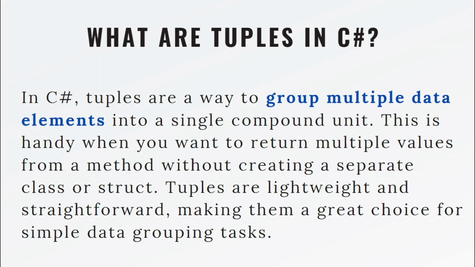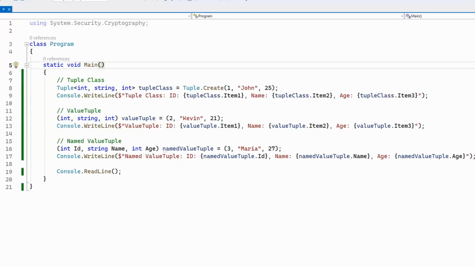What are the tuples in C#? The tuples in C# are a lightweight data structure which allows you to group multiple data elements into a single compound unit. And they allow you to return multiple values from a method without creating a separate class or structure. Now let's take a look at the code example.